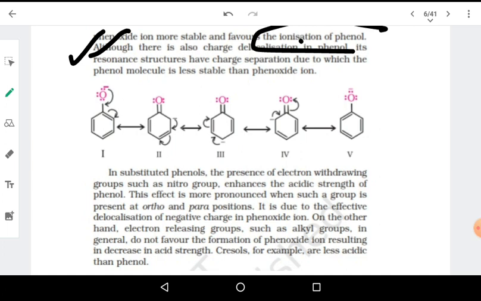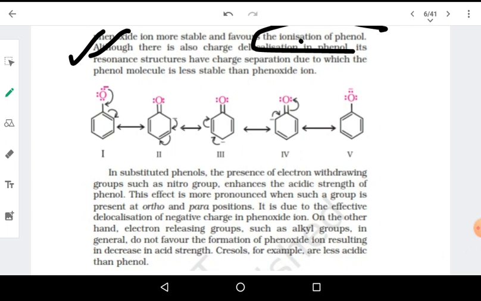So we have studied three reasons. The first reason is reaction with metals: when they react with metals, they give hydrogen gas. When we react them with a base, we get water as well as a salt. And the third reason is the greater stability of the phenoxide ion. More than phenol, the phenoxide ion is more stable, so it will ionize the phenol molecule and release the H plus ion, forming the phenoxide ion, which is more stable.